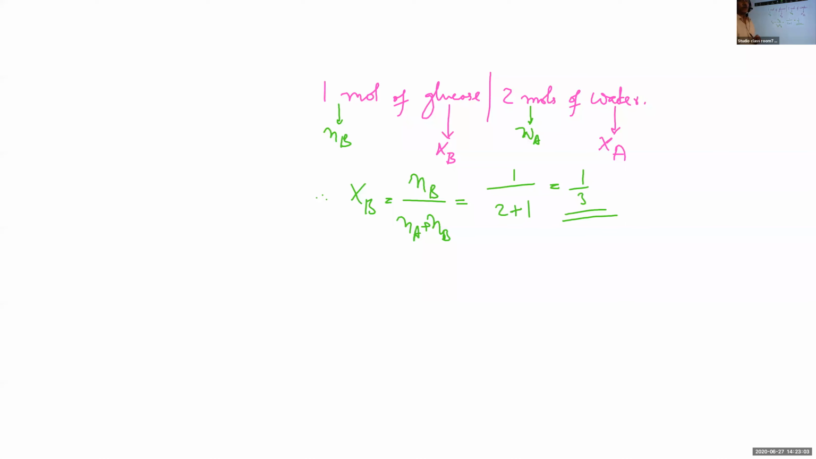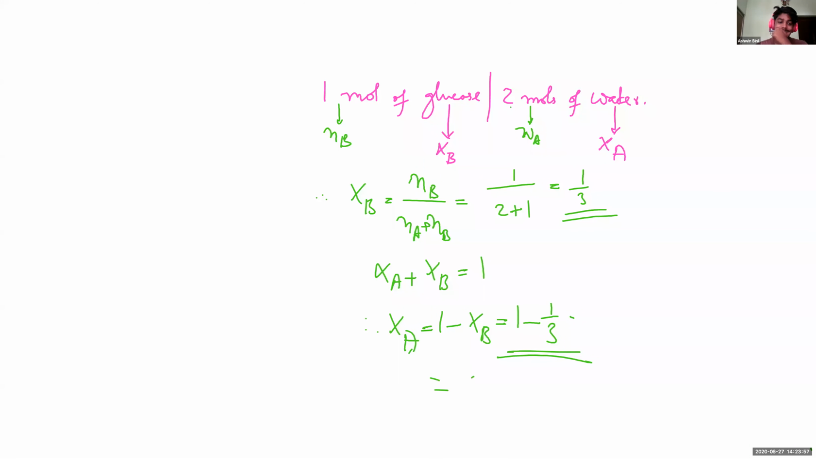You can simplify that if you want. Now you find out the mole fraction of water. How to get the mole fraction of water? You can follow the same method. Or, XA plus XB is equal to 1. Therefore, mole fraction of water XA is equal to 1 minus XB, that is 1 minus 1 by 3. You simplify that yourself. That is one method. Or you can find out XA by taking the ratio between Na and Na plus Nb. That is, XA is equal to 2 divided by 2 plus 1, same method, that is equal to 2 by 3.